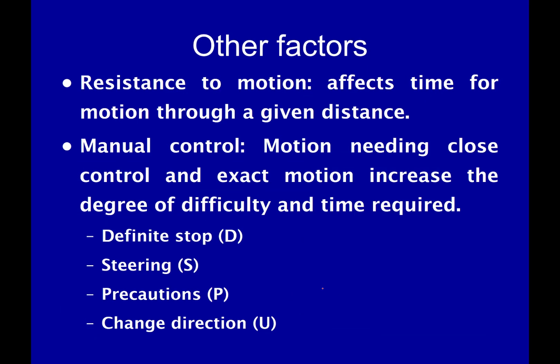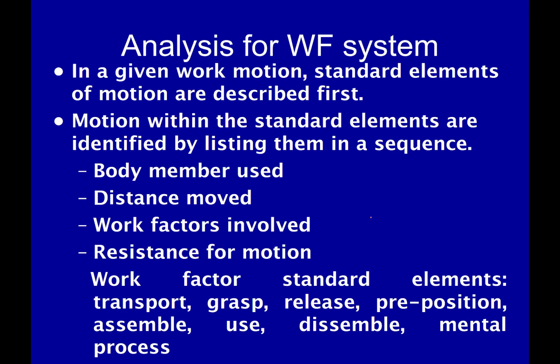The resistance to the motion affects the time. Of course, when the resistance is heavier, it will take longer, so obviously more time has to be given. This is directly related to the weight which is to be handled. I will be showing the table subsequently. The manual control that is needed in performing the job, like a definite stop shown by D, steering S, precautions, and change of direction. So these are the different symbols for different kinds of control needed during the performance of the job. Motions needing close control or exact motions increase the degree of difficulty and the time requirement.